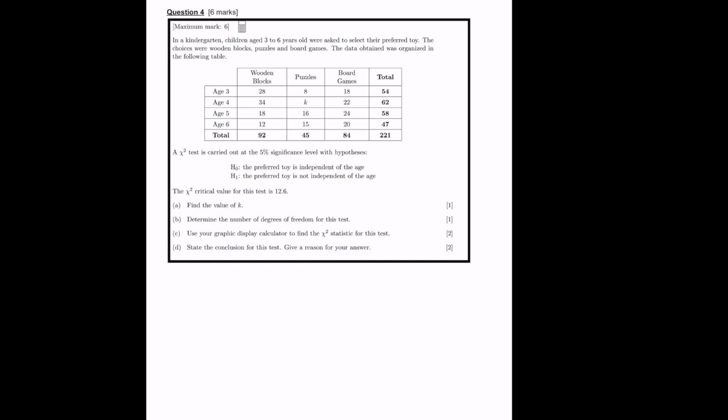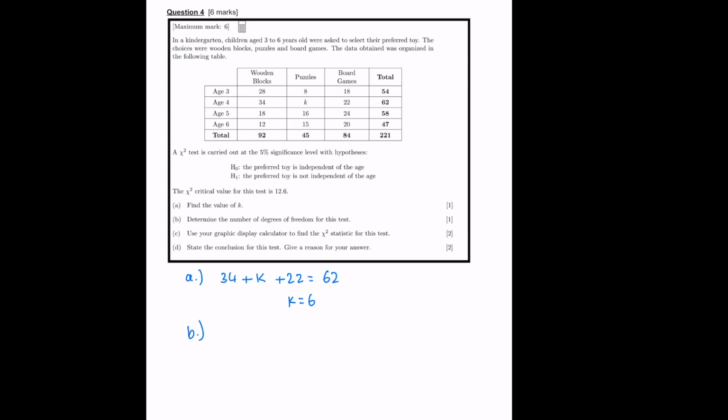So for the first one, you're asked to find the value of k. We know that these values all add up to 62, or that these values add up to 45. So you can use either of those options. I'm going to use 34 plus k plus 22 equals 62. And then I can find the value of k, and k is then 6.